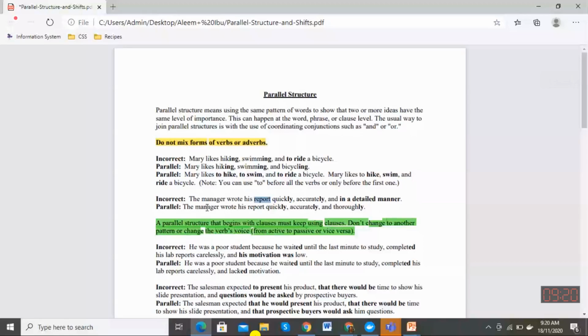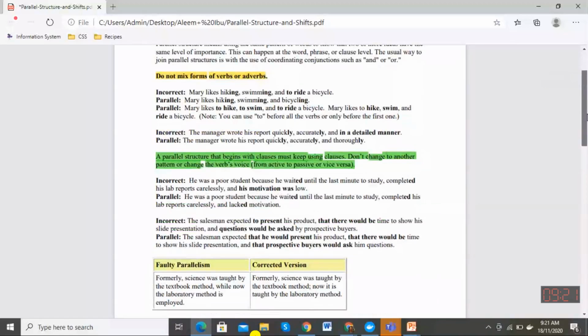Incorrect: He was a poor student because he waited until the last minute to study, completed his lab reports carelessly, and his motivation was low. So here you have different types of clauses. What we could do is: he was a poor student because he waited until the last minute to study, completed his reports carelessly, and lacked motivation. Rather than saying his motivation was low, he lacked motivation. Take completed, waited, lacked. So we have followed the same structure. Is that clear, bachcho? Yes, ma'am. Okay. I'm just telling you the situations where we could use this technique.